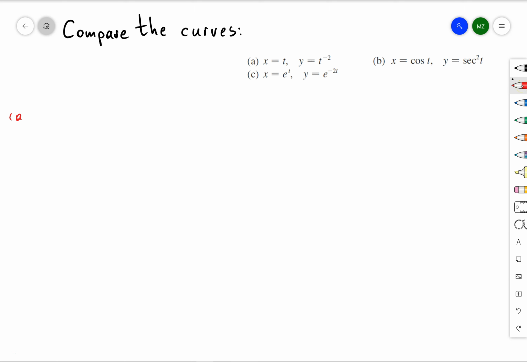So for this problem, we have three different parameterizations of the same Cartesian graph, but we're going to have three different parametric equations and corresponding parametric graphs. So let's try to analyze them.